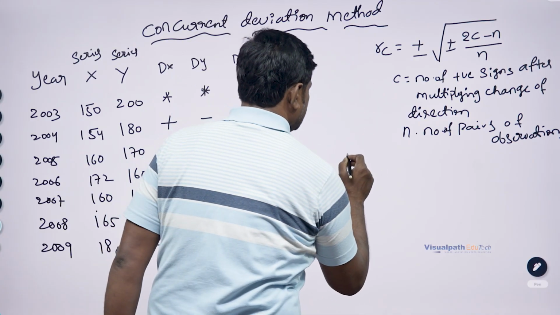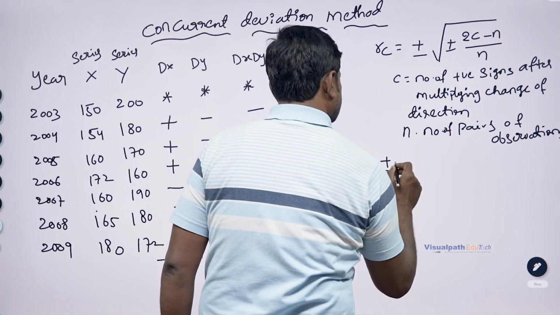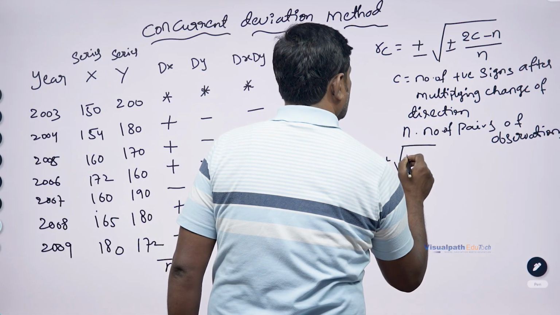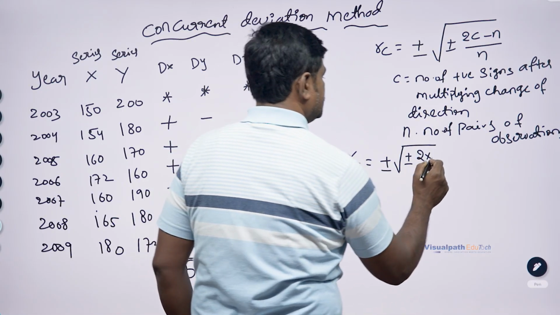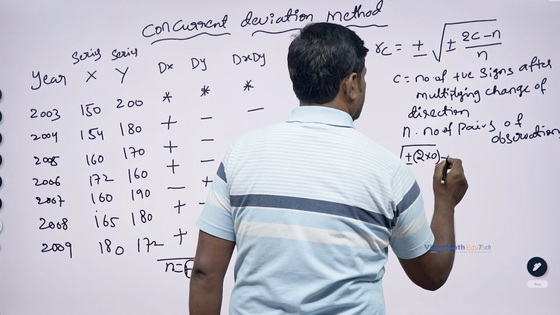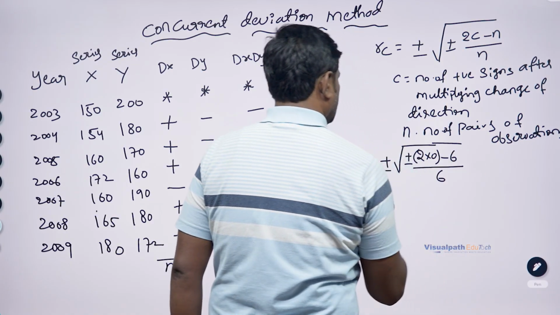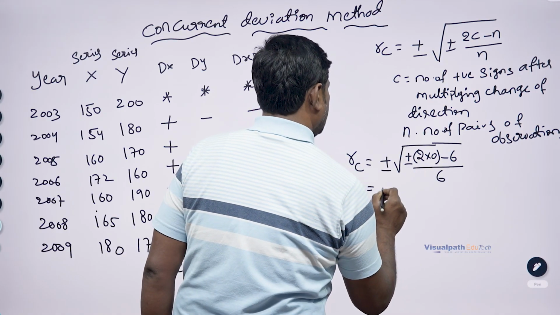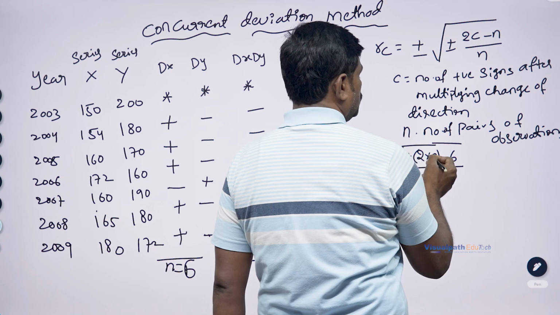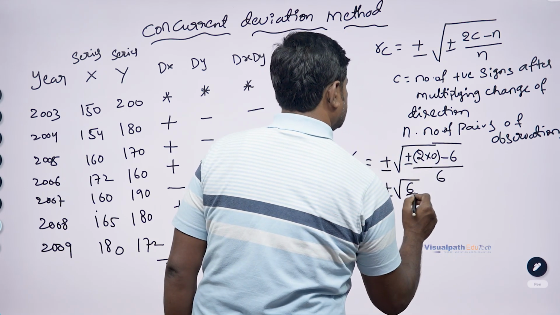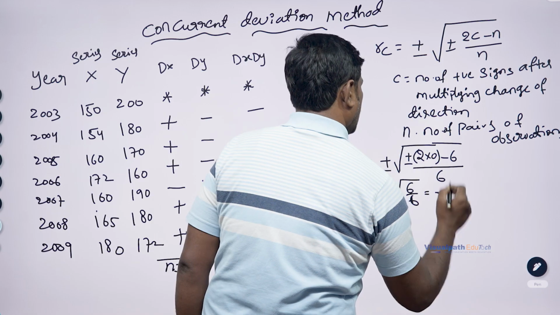Then we can substitute these values into RC. What is the formula? RC is equal to plus or minus the square root of plus or minus (2C minus N) by N. C is 0, so 2 into 0 is 0, then 0 minus 6, by 6. This is equal to minus 1.